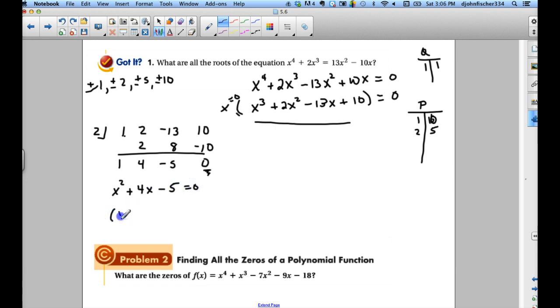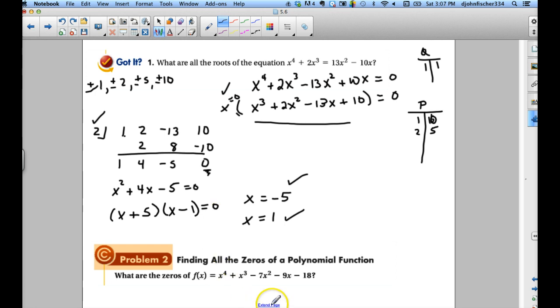Now if we can factor this down to x plus 5, x minus 1 equals 0, so x is equal to a negative 5. X is equal to a negative 5. X is equal to 1. So now what are my answers? I got x equals 0. I got x equals 2. That worked. X equals a negative 5. And x equals 1. So I had 4 answers on here.